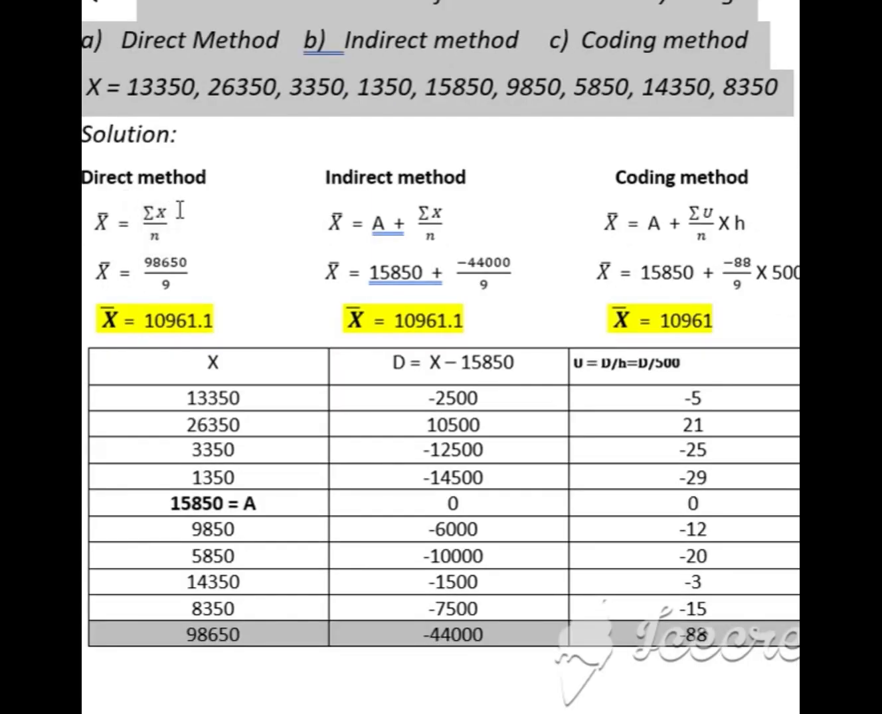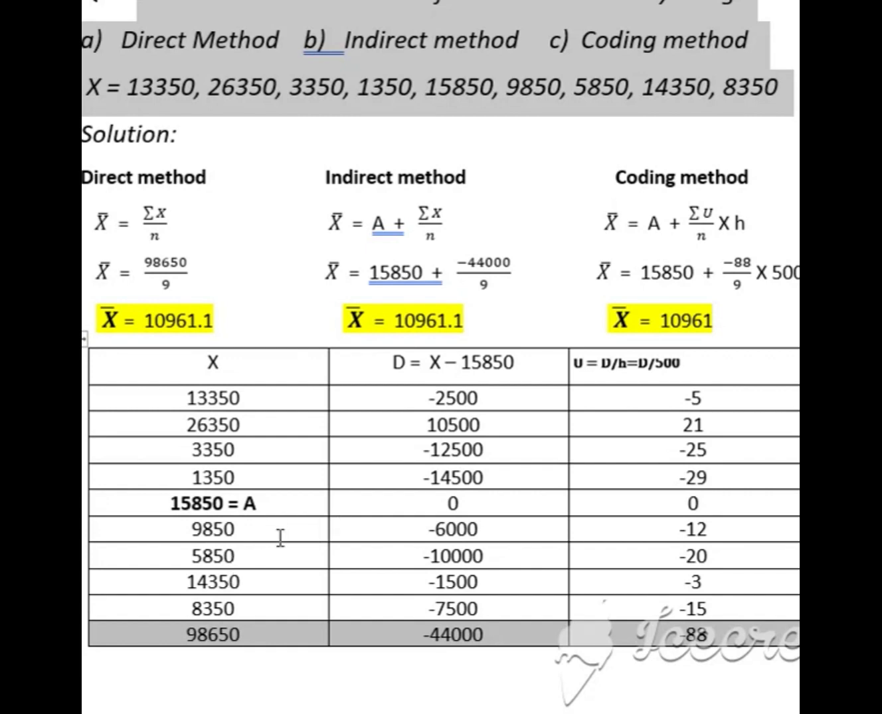First is the direct method, which is summation X divided by N. Summation X means the total of X. Just add up all these numbers and divide by N, meaning how many numbers there are. When you add up, you will get 98,650 divided by N, and these are 9 numbers, so divide by 9. 98,650 divided by 9 gives 10,961.1.